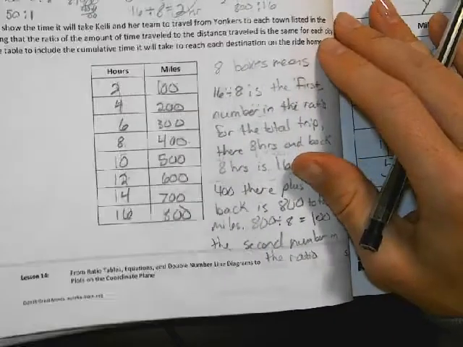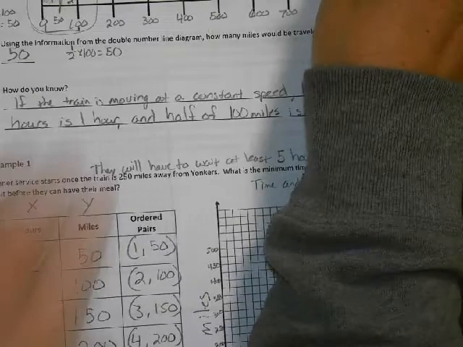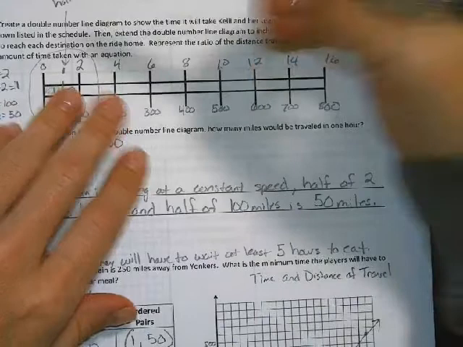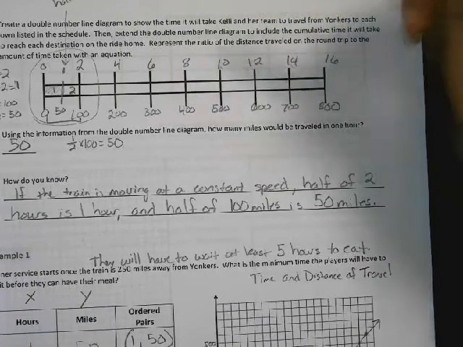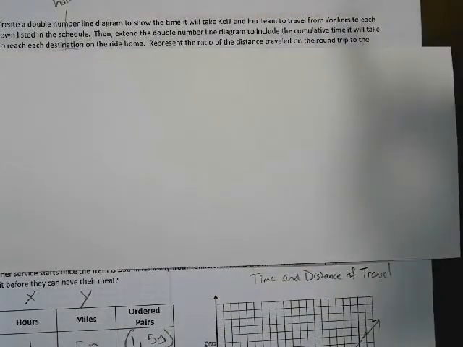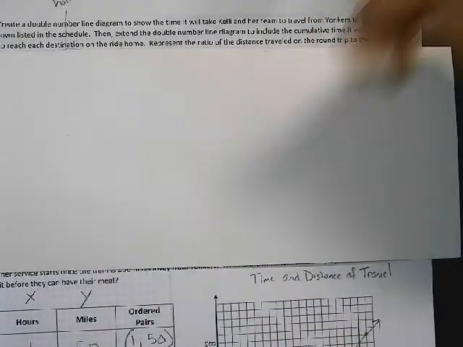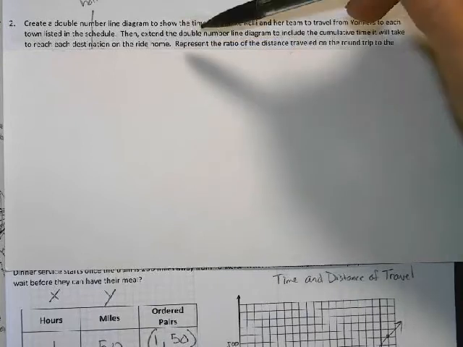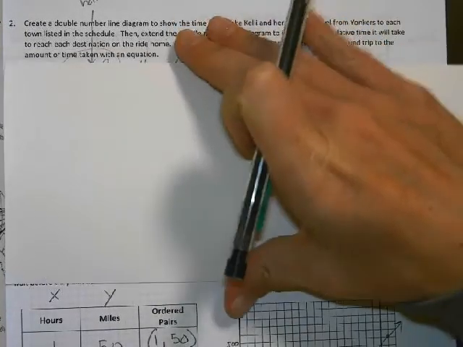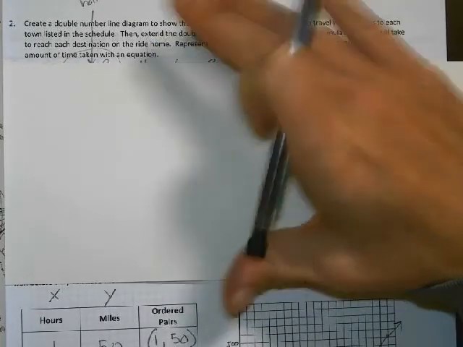On the next page, you actually have a double number line, and we did this 2 days ago. On our double number line, it says create a double number line to show the time it will take Kelly and her team to travel from Yonkers to each town. Then extend the double number line to include the cumulative time, which is what we did before on that ratio table, and that was the 16 hours for the 800 miles, and to show how long it would take them to reach the destination on the ride home. And it said represent the ratio of the distance traveled on the road trip to the amount of time taken with an equation. So we'll start with our double number line.